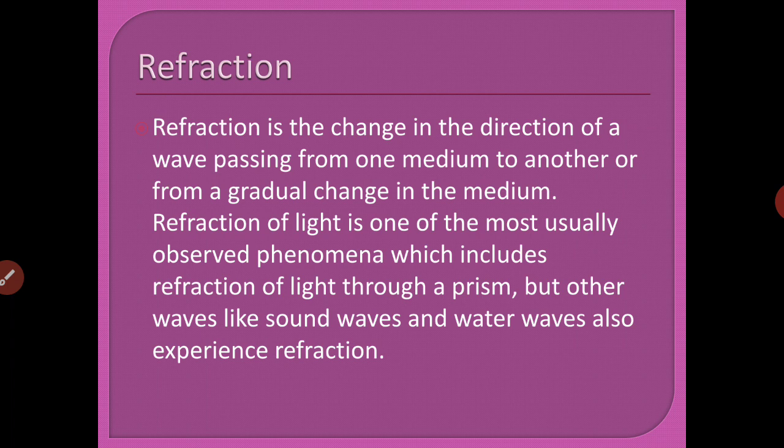Because their speed changes, when a wave is moving from one medium to another, its speed will be affected. So what will happen? The direction of the wave will change. Suppose a wave is passing through a prism, it is refracted in a slightly different direction and changes its pattern. In this way, we will see refraction clearly.